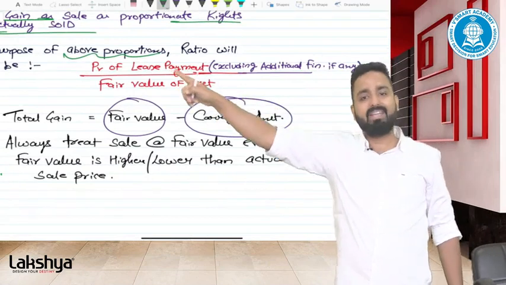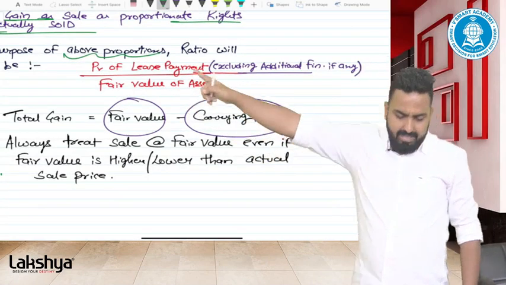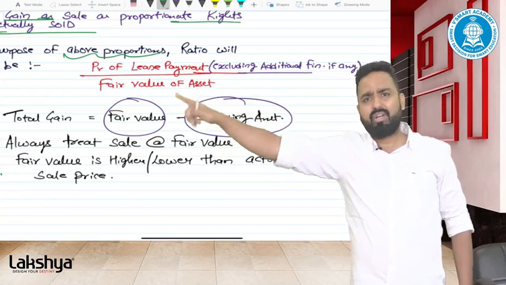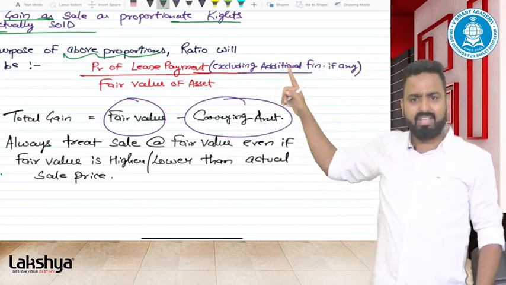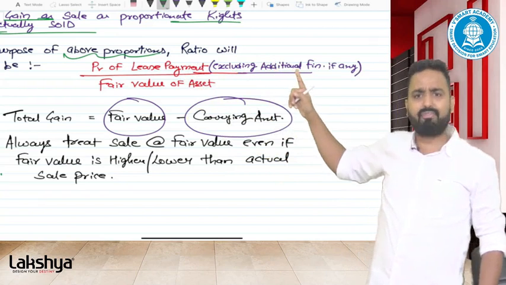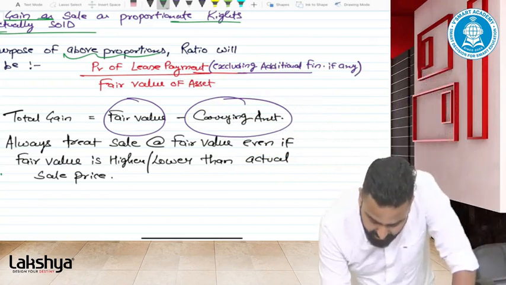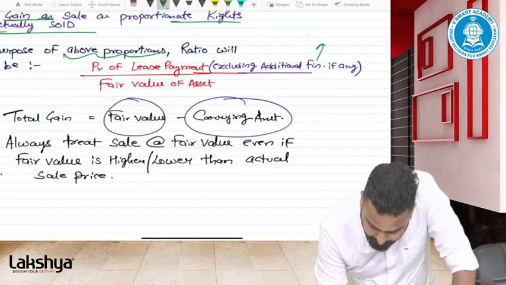Present value of lease payment divided by fair value, in red color. Now what is this? Excluding additional finance lease.